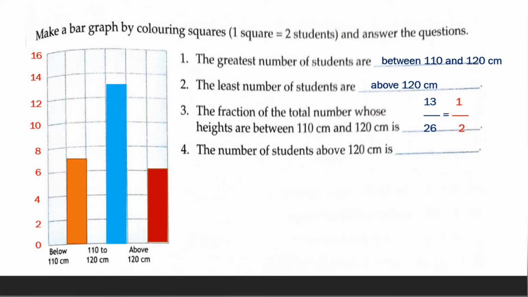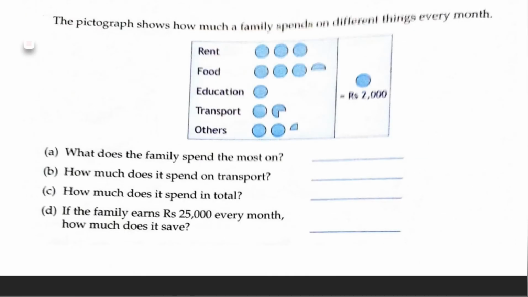The next question is the number of students above 120 centimeter. We can easily find it from the bar graph, that is 6. Next, the pictograph shows how much a family spends on different things every month. And here each circle represents rupees 2000. So different sections are there: rent, food, education, transport and others, on which the family is spending. From that pictograph, we have to find what the family spends the most on. As we can see, the food section is the largest.